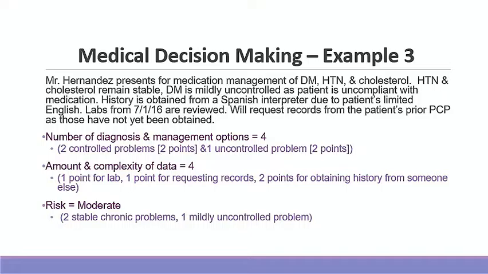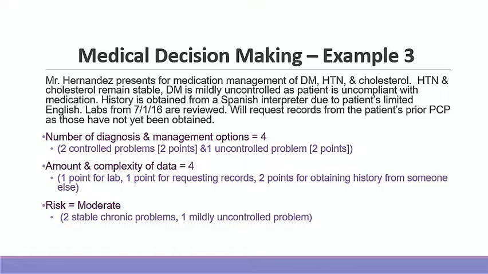1 point would be assigned for each stable problem, and another 2 points for the uncontrolled problem. Under the amount and complexity of data to be reviewed, 1 point would be assigned for the labs, 1 point would be assigned for the documented decision to obtain old records, and 2 points would be assigned for getting history from someone other than the patient.